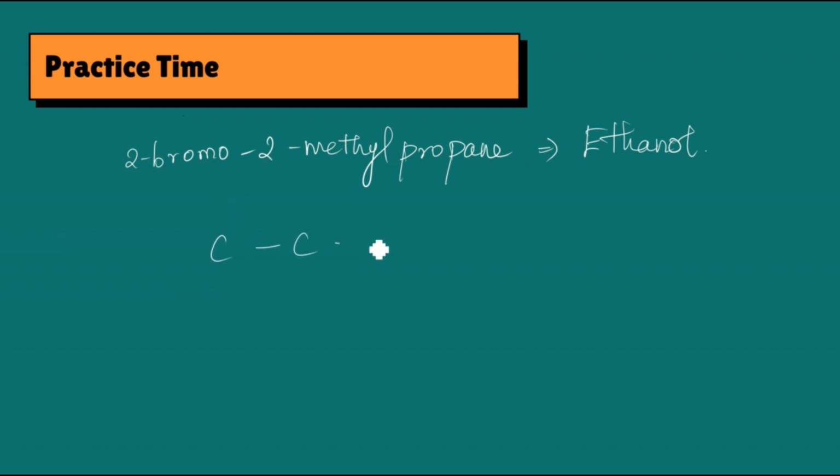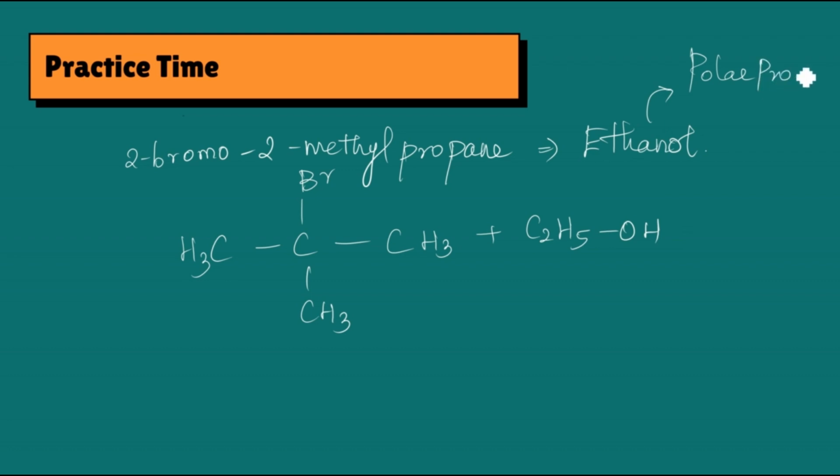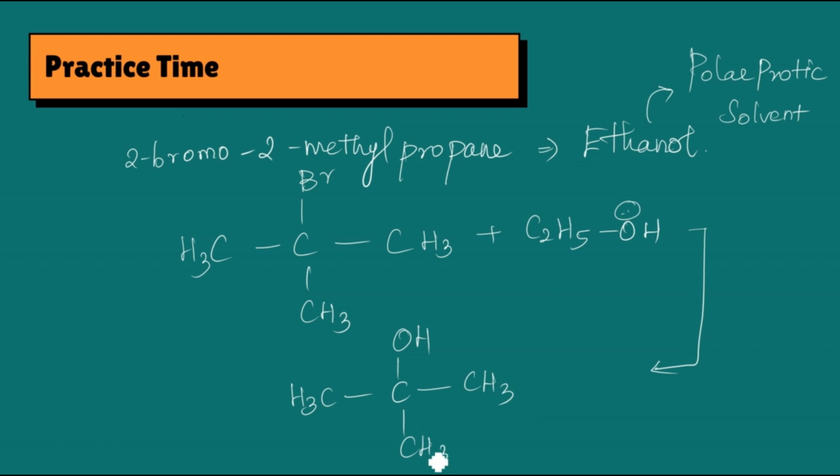This is propane, so 1, 2, 3 carbons. 2-methyl: at the second position I have a methyl group, and at the second position I also have a bromo group. The remaining positions I fill with hydrogen. With ethanol, I told you, ethanol is a polar protic solvent, and sometimes it also acts as a nucleophile. So this is our nucleophile. What would be the product? Bromine is replaced by OH. Tertiary butyl alcohol is our product.